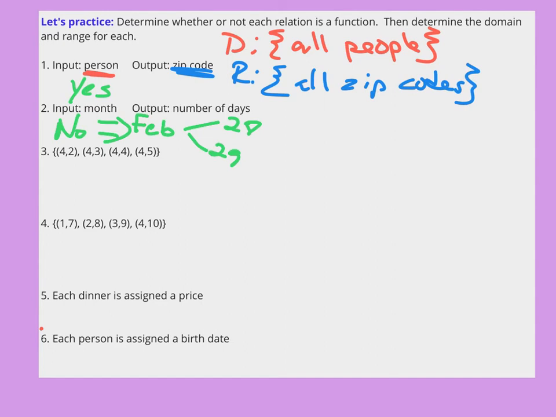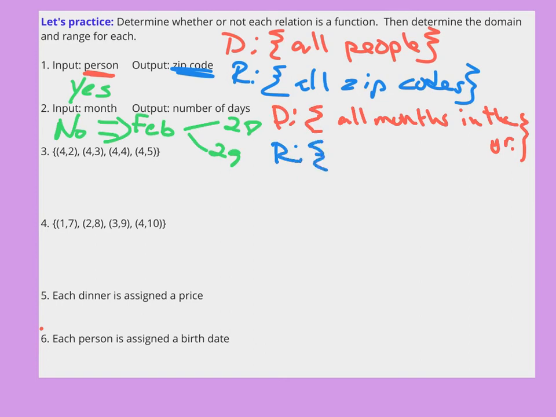But even though it's not a function, it still has a domain and range. So my domain would be all months in the year. And then my range of values would be the number of days. So I know I would have 28, 29, 30, and 31 as my range values.